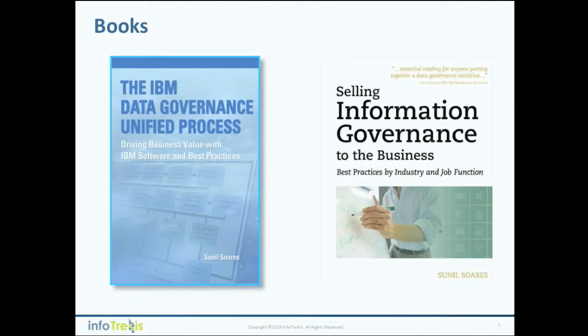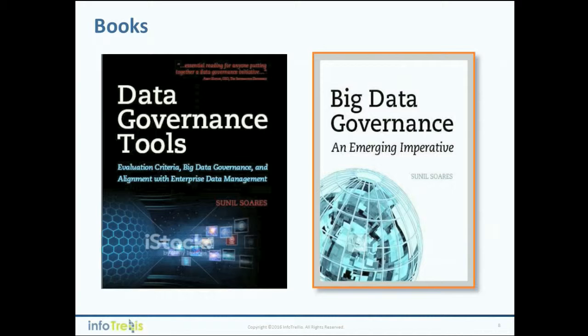On this page is book number 1 that I published 5 years ago on the IBM Data Governance Unified Process. If you ever spend any time with the IBM team, they probably gave you a copy of this book, and it goes through a series of steps to implement data governance. The book on the right is how you would go about selling information governance to the business from an industry perspective and a job function perspective. So it's got chapters on banking, insurance, healthcare, as well as product management, marketing, finance, etc.